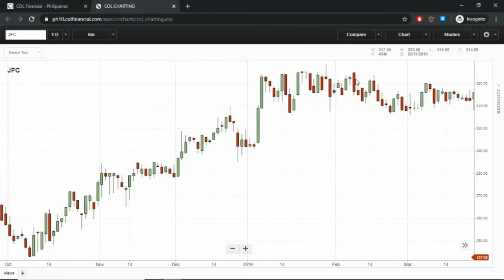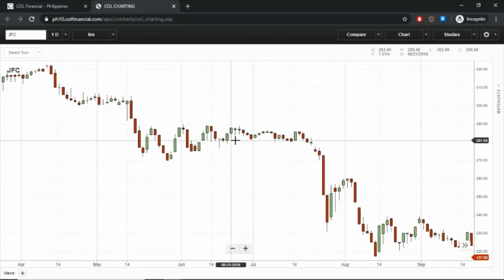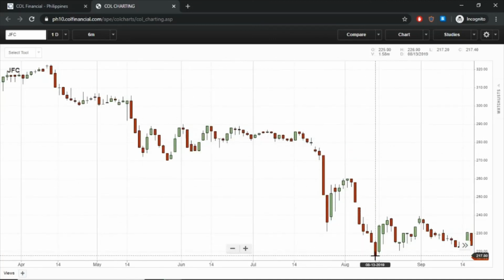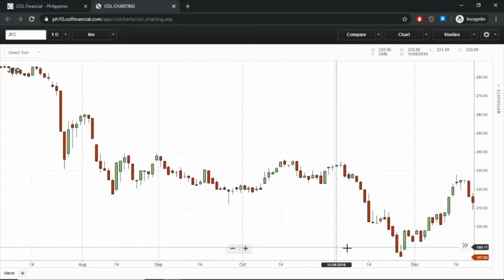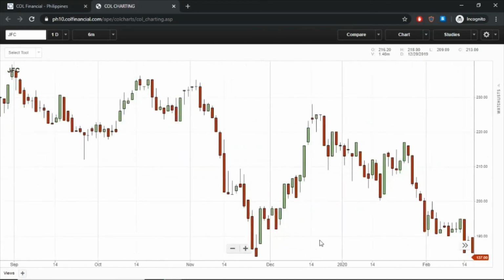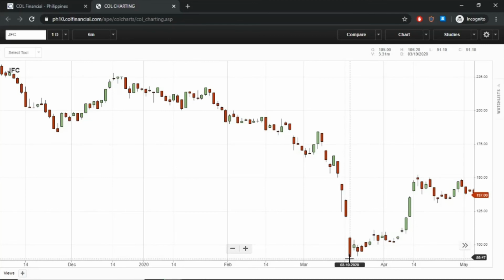So 2019, it was performing pretty well, but right now it suddenly went down, and in August 2019, it went to 217, and it went on a downtrend here. So right now the lowest currently will be last March 2020. Perhaps this is an effect of the pandemic.